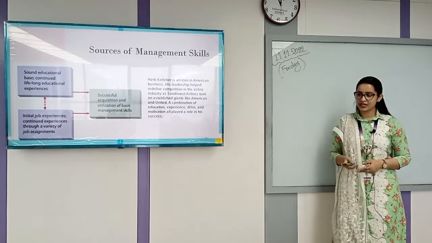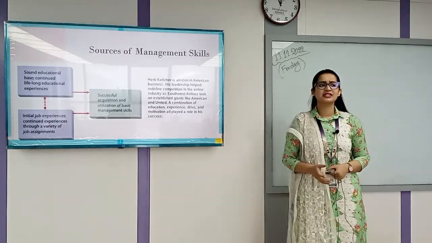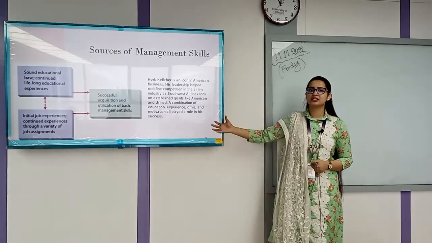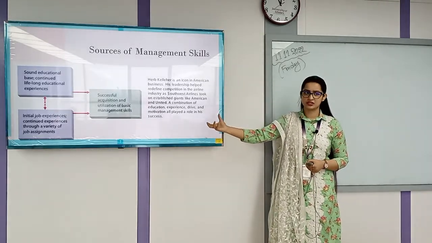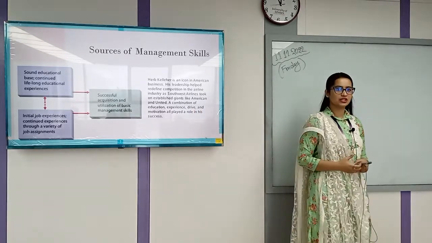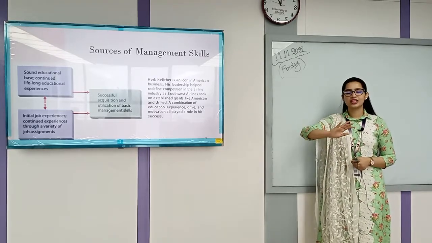Okay, so this is the last slide of our first chapter. This is the source of management skill. It's just a basic thing. It just says how management skills can be built, how a manager can be successful. So there are two things basically. First of all is the source of education. To be in a certain position, forget about manager.